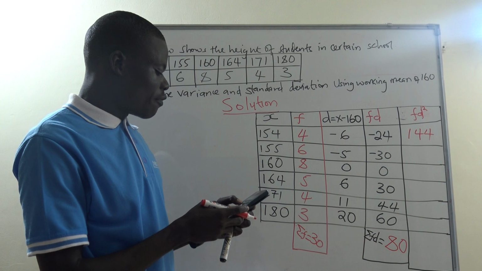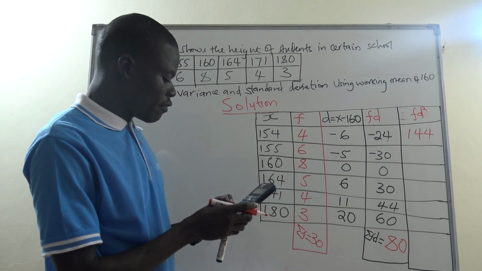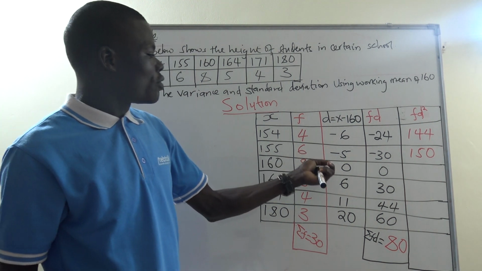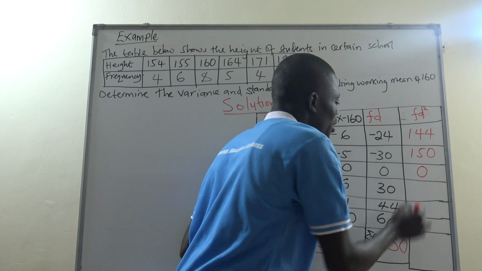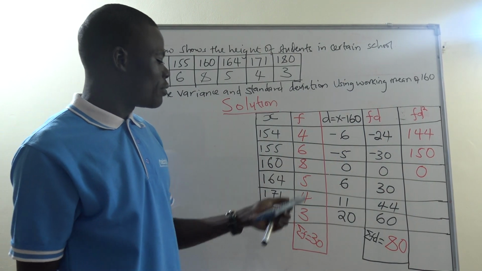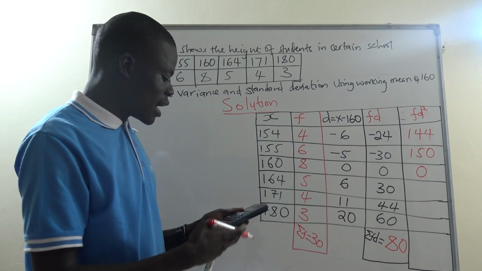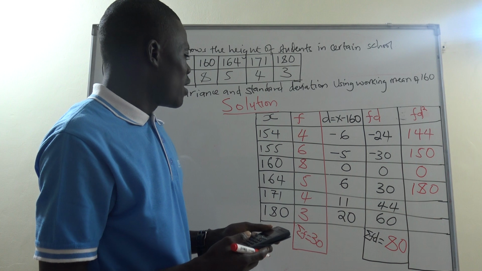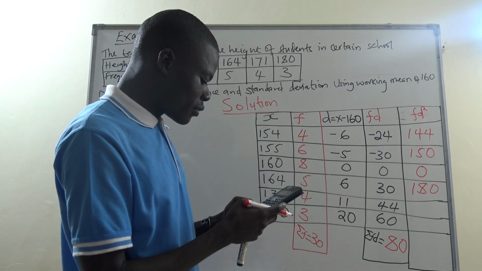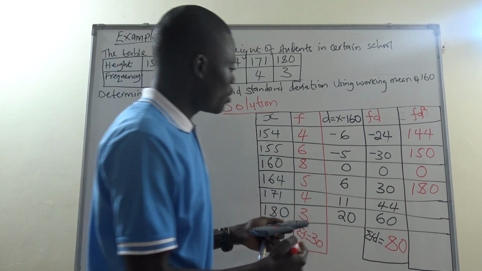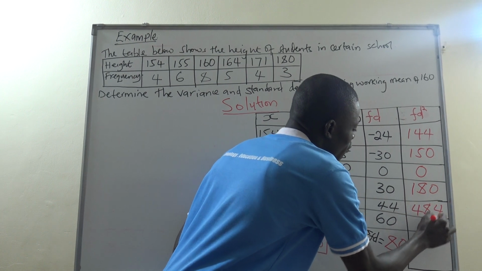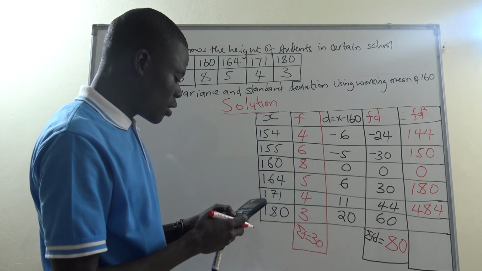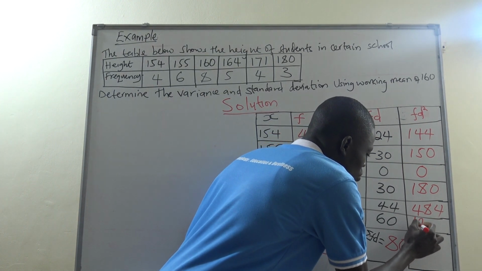We shall get 144. Then we have 6 times 5 squared, we shall have 150. Then this one we shall get as 0, because any number multiplied by 0 will still become 0. Here we shall have 5 times 6 squared, which is 180, and then 4 times 11 squared, we shall get 484. Then we have 3 times 20 squared, we shall get 1200.